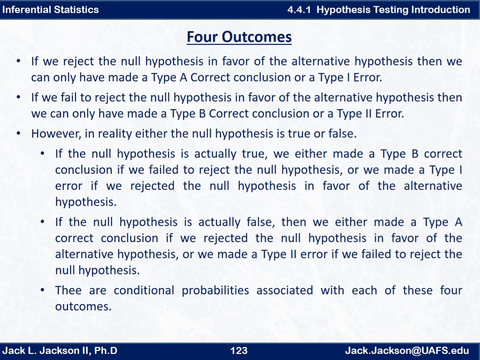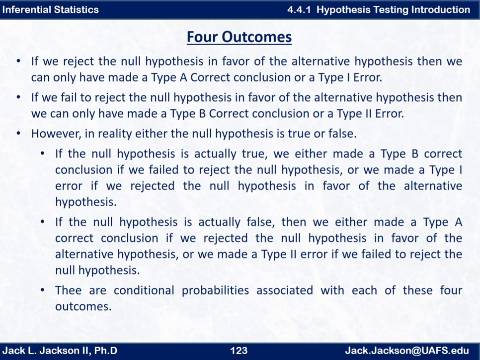Now let's examine this a little bit more. If we reject the null hypothesis in favor of the alternative hypothesis, then we can only have made a type A correct conclusion or a type 1 error. Those are the two things that could happen if we reject the null hypothesis. There's no way we could have made a type B correct conclusion or a type 2 error. Likewise, if we fail to reject the null hypothesis, then we could only have made a type B correct conclusion or a type 2 error, depending on what happened in reality. But there's no way you could have made a type 1 error or a type A correct conclusion in that case.